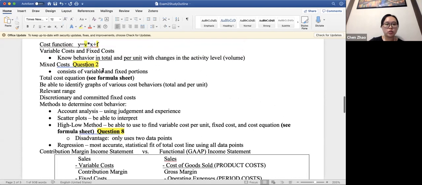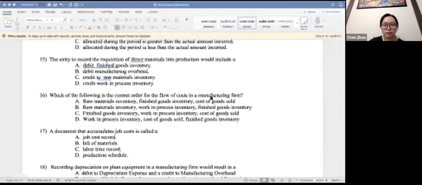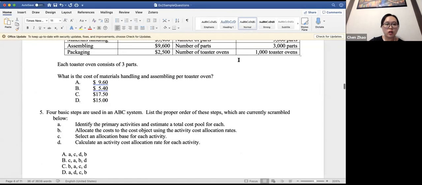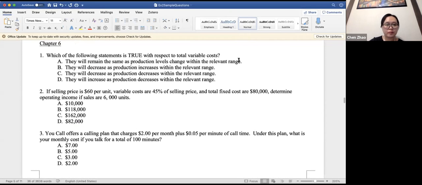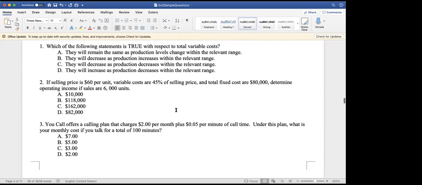Okay, question 2. Let's look at a little bit of question 2. So you are looking at my sample questions, correct? Yes. Okay.